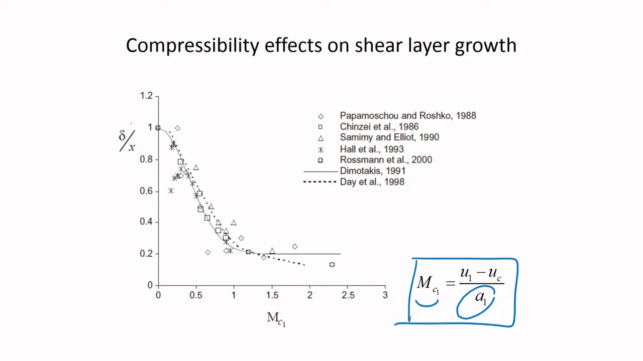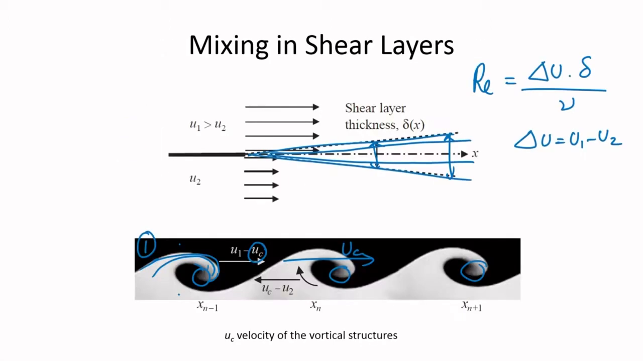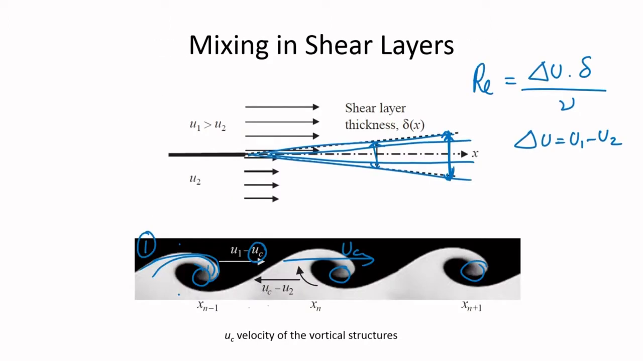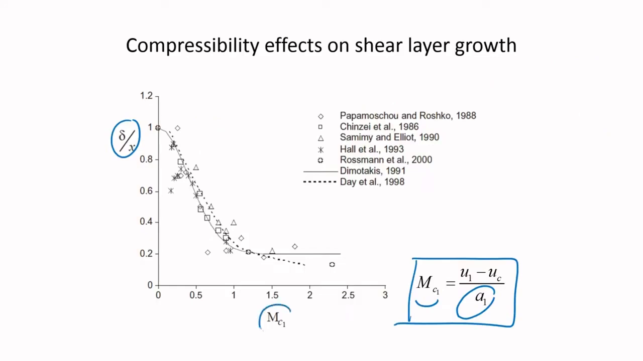And if I plot the delta by x, that is the shear layer growth, as a function of distance at M_C1. As a function of Mach number, we see that after Mach number equal to 1, this essentially asymptotes. So there is not much of a shear layer growth. The shear layer growth is important for mixing because once the shear layer becomes very large, that is where the two fluids essentially meet and can mix.